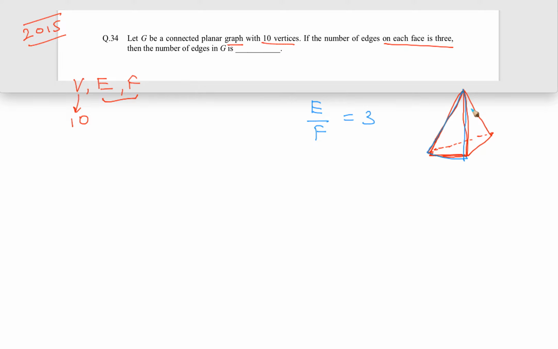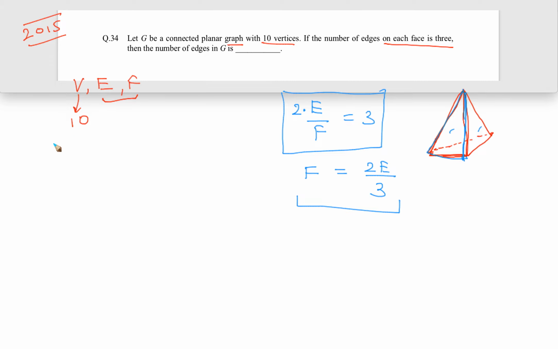But there is a trick: this edge is shared between this face and this face also. So basically every edge is counted in 2 faces, so we have to multiply by 2 because we are counting everything twice. So the exact relationship given by this condition can be used to get F in terms of E. I can say that F is 2E by 3. We'll use this later. We'll come back to that.